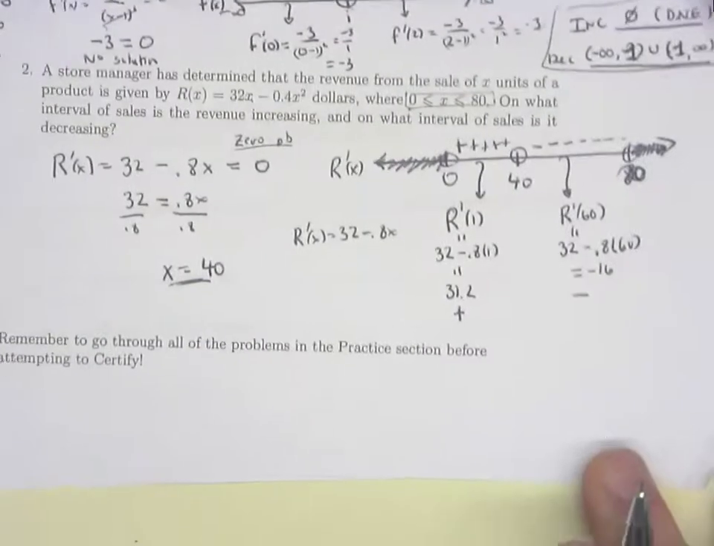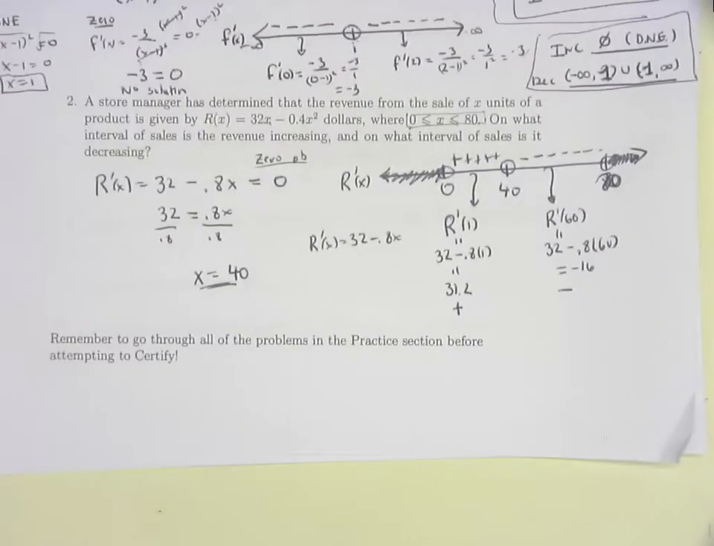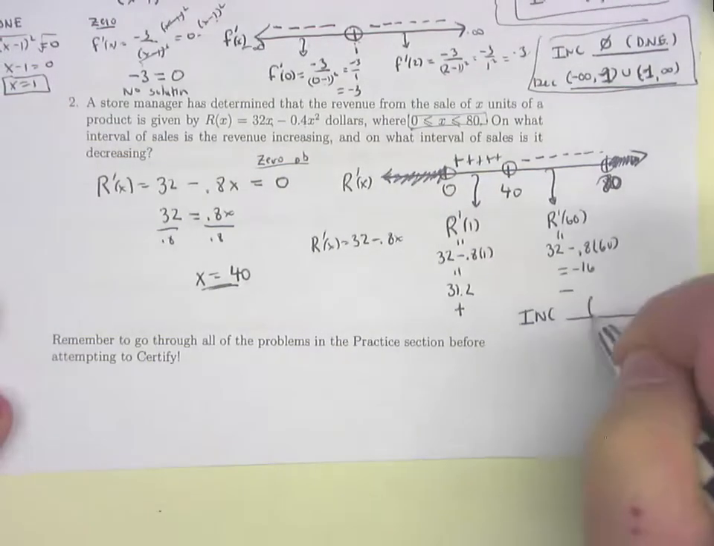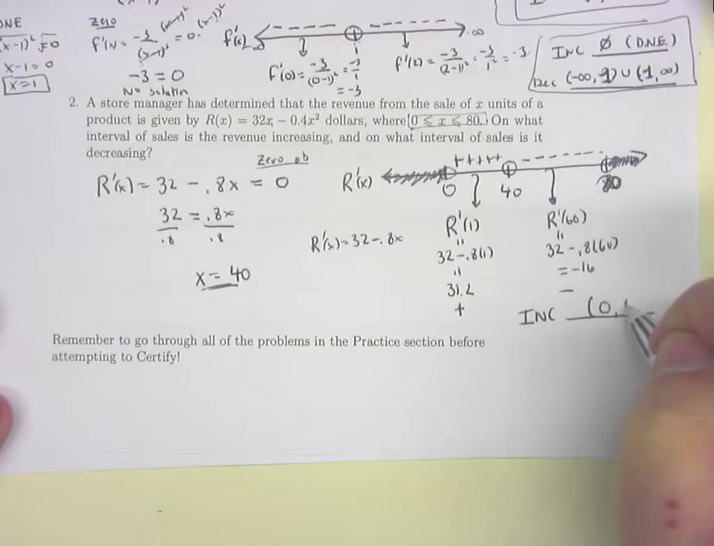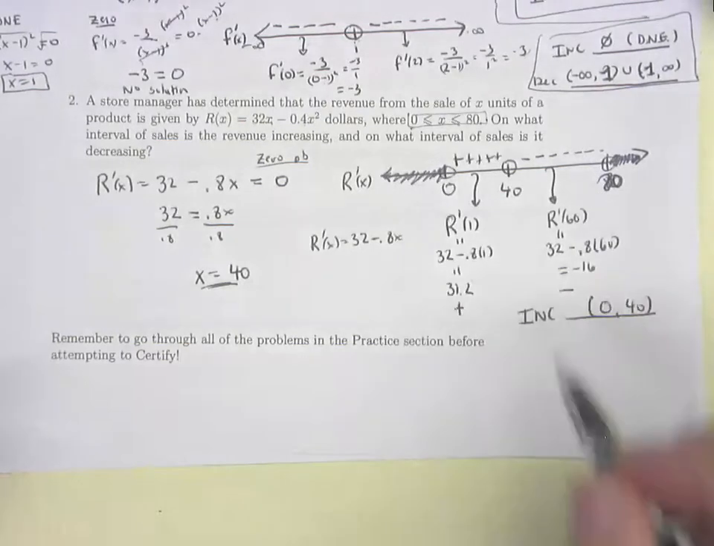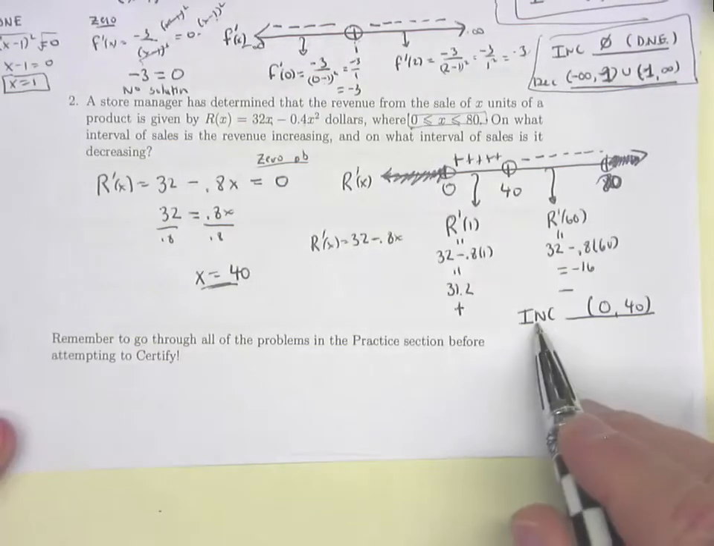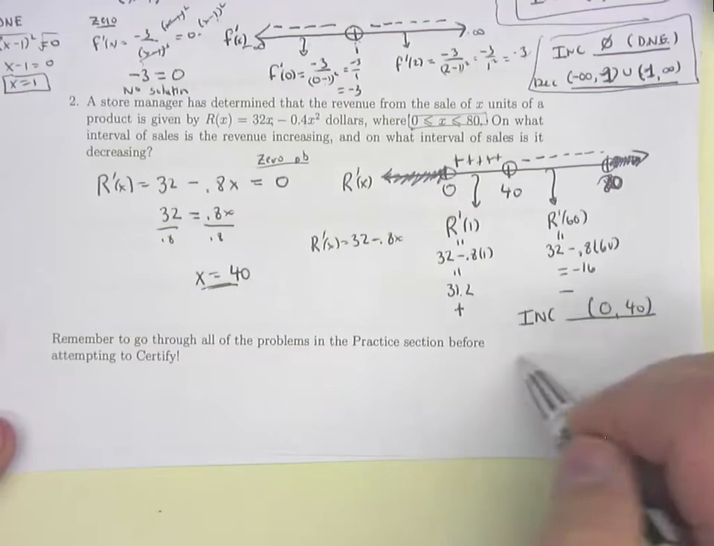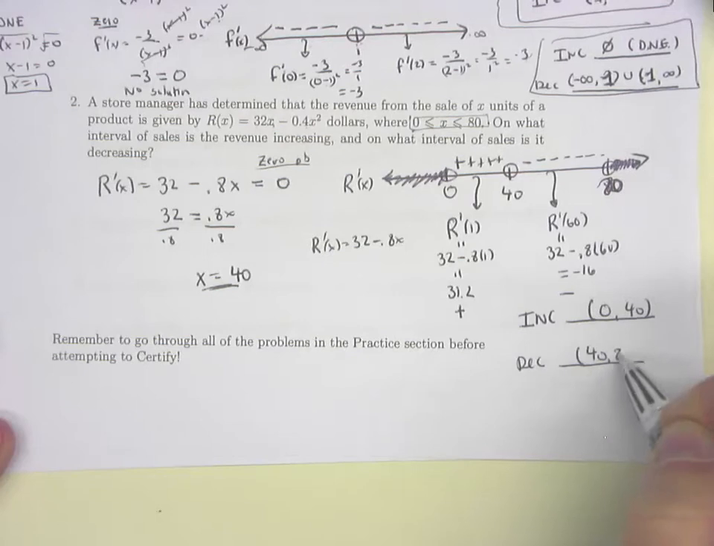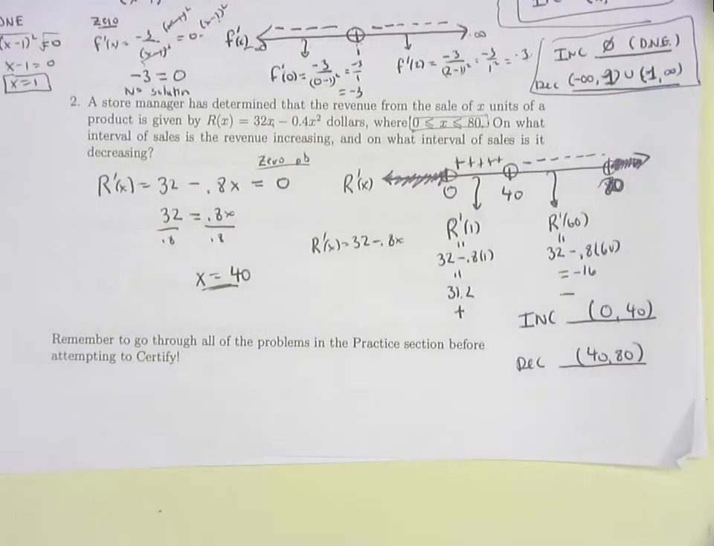Now to answer the question. The question is, on what intervals is this revenue increasing and what intervals is the revenue decreasing? It is increasing on what interval? And we always use open parentheses, from 0 to 40. Notice I didn't use negative infinity on this one. We're only talking about between 0 and 80 here. So between 0 and 40 is where the revenue function is increasing. And where is my revenue decreasing? Between 40 and 80. Does that make sense? Did I lose you guys anywhere?